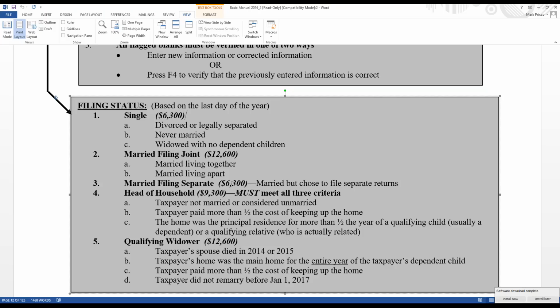Your client's going to be more of a head of household client, typically single, and they are paying more than half the support of an individual, a dependent, and they usually can file head of household filing status.